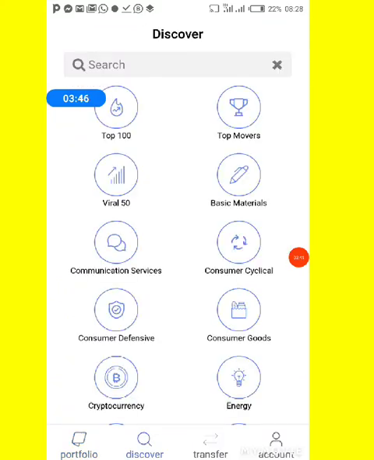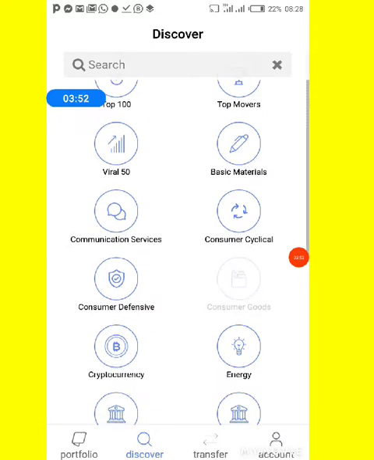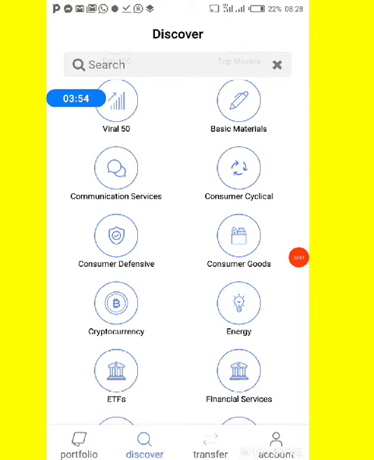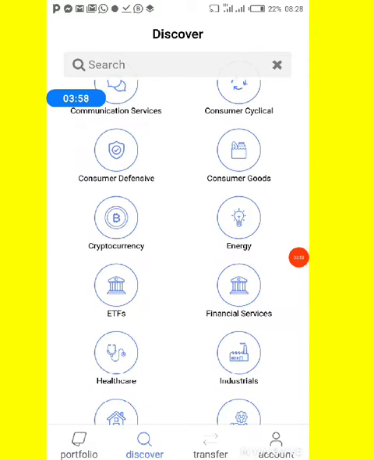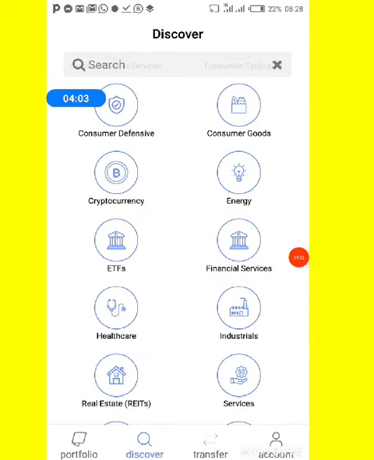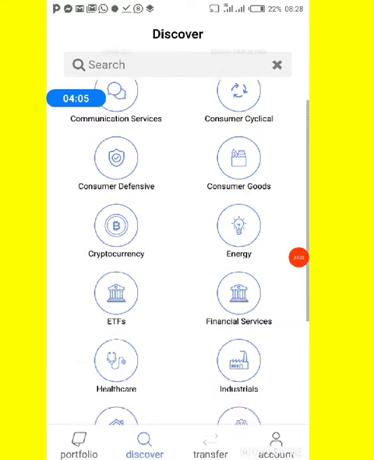As you can see, we have so many other stocks that are hidden here: top 100, top movers, viral 50, basic materials, communication services, consumer cyclical, consumer defensive, consumer goods, cryptocurrency, energy. I will not count all of them. I won't go through all of them because we don't have enough time.